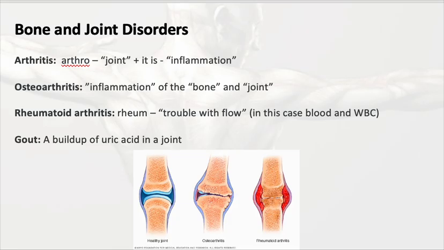accumulate there. So again, gout is this buildup of uric acid in a joint caused by too much uric acid being found in the blood, and that uric acid then accumulates, forming crystals that become localized to specific joints, most commonly in the feet or toes, and that causes this local inflammation and pain in those areas. Gout can be treated with certain medications that help the body to process that uric acid.